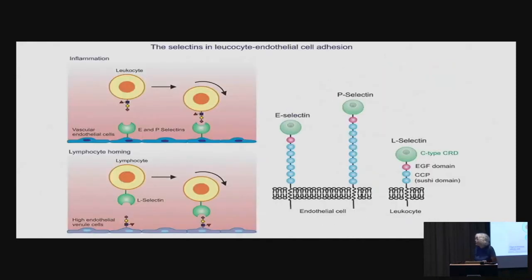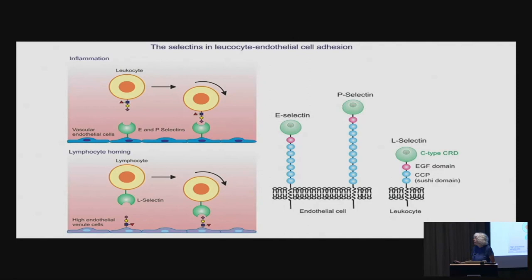Okay, so let's turn to the C-type lectins. A very well characterized group of these are the selectin cell adhesion molecules, which mediate adhesion of white blood cells to endothelial cells. There are three different selectins. E and P selectin are on the vascular endothelial cells, and these bind to glycan ligands on white blood cells, neutrophils, and monocytes.